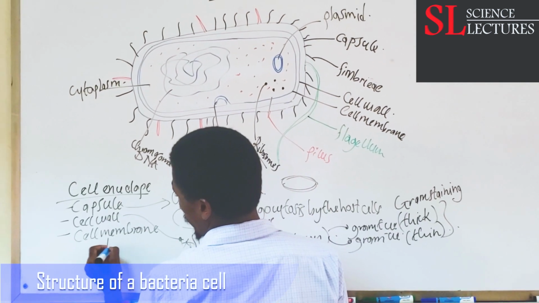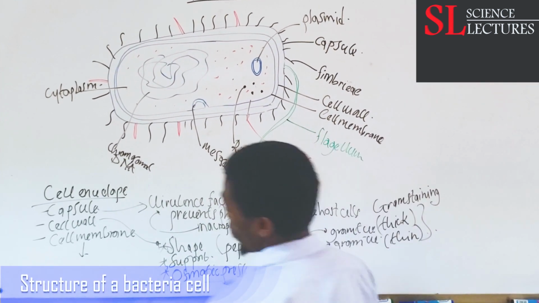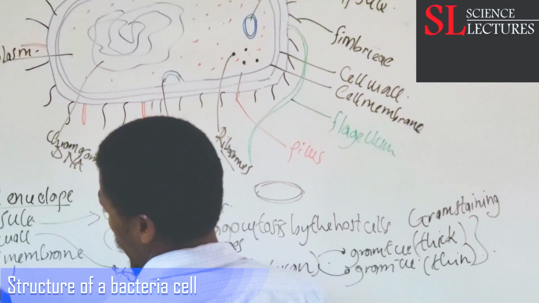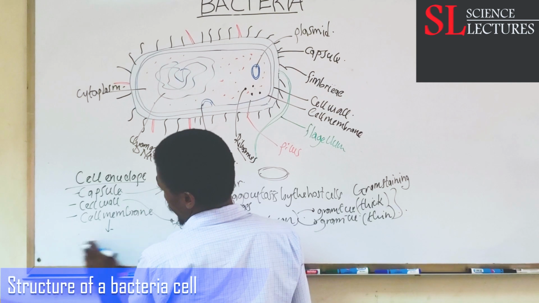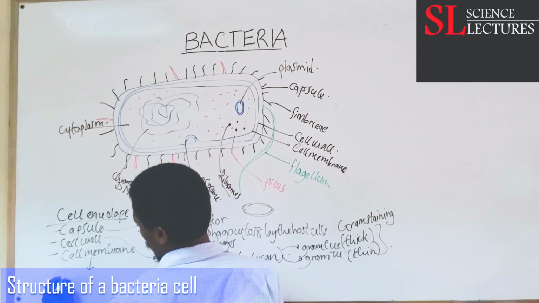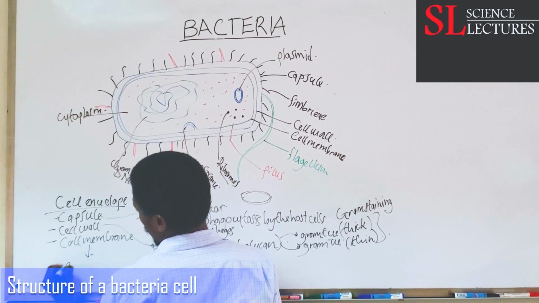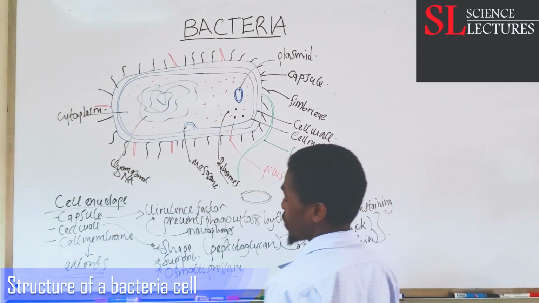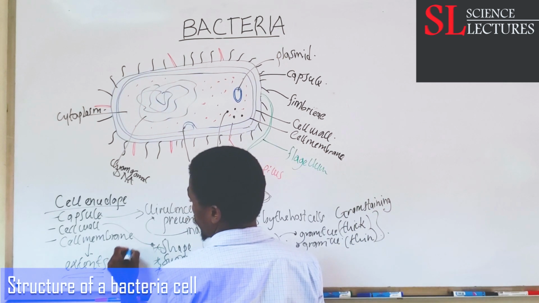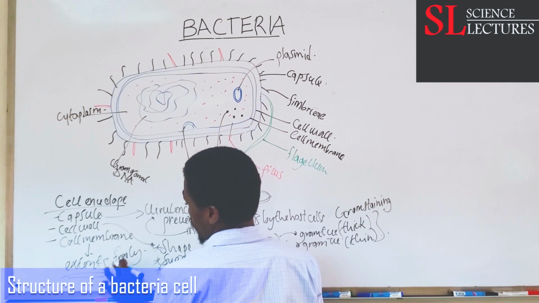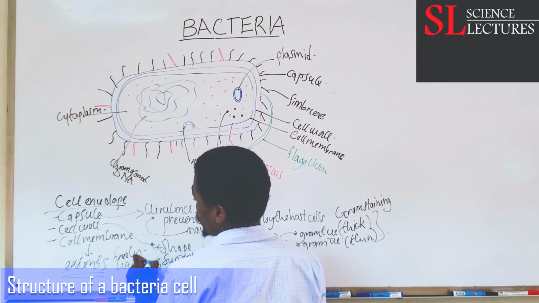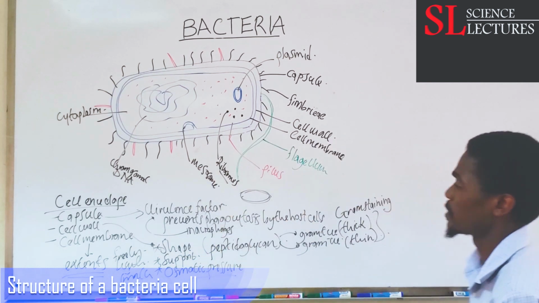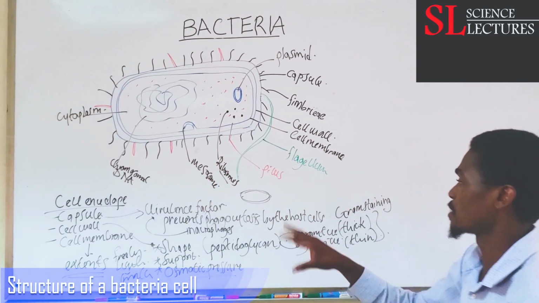Then the cell membrane. We know the cell membrane is a semi-permeable membrane. So that means it will allow entry of substances at different extents. It will allow some to pass freely, will permanently limit entry of others, and will allow entry of some to a smaller extent. So basically that is our cell envelope: the capsule, the cell wall, the cell membrane.